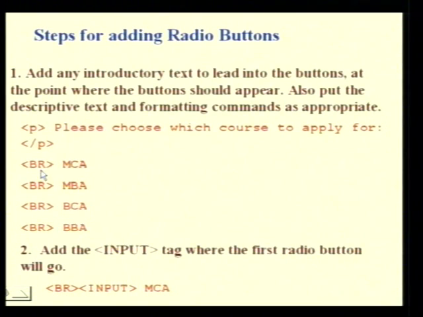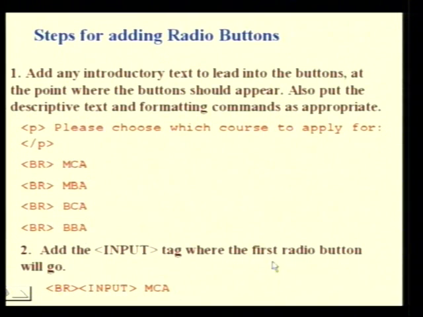Now you have BR tag for each of the line breaks. You have some text like please choose which course to apply for. Let's say I have a number of courses to apply for. So I must choose among these. So I specify the options over here. BR, MCA, BR, now BR is for a line break, MCA, BCA, MBA, BCA, BBA and so on.